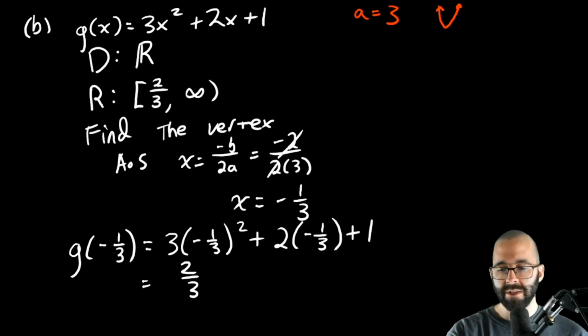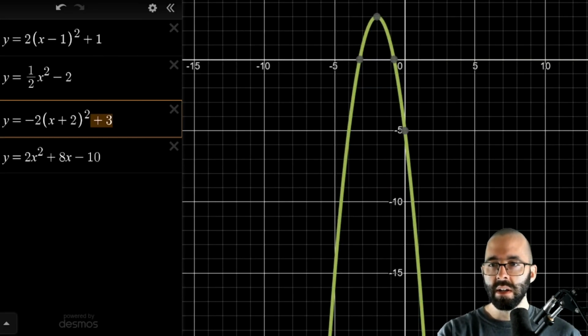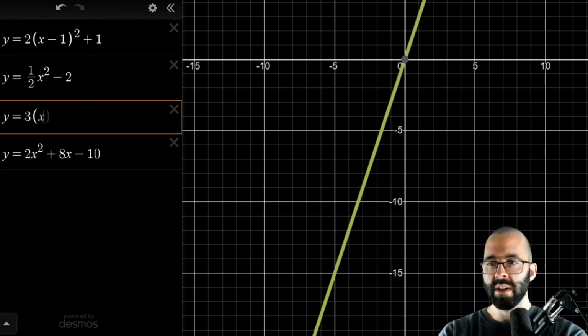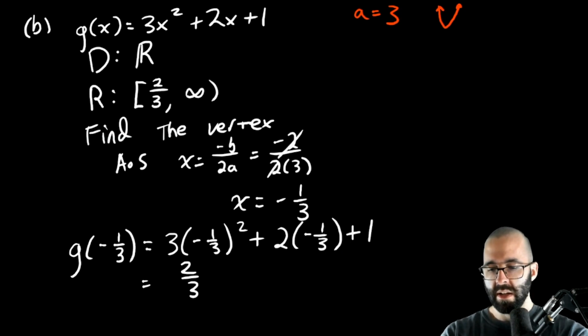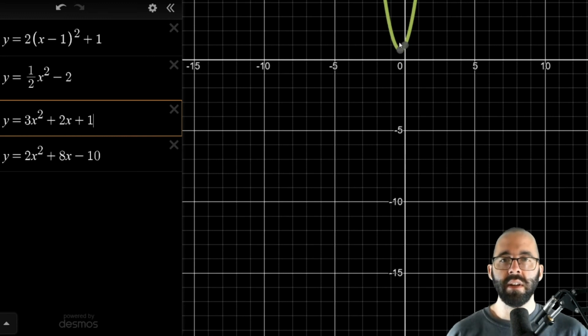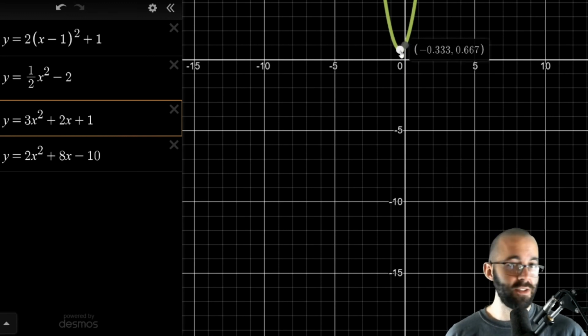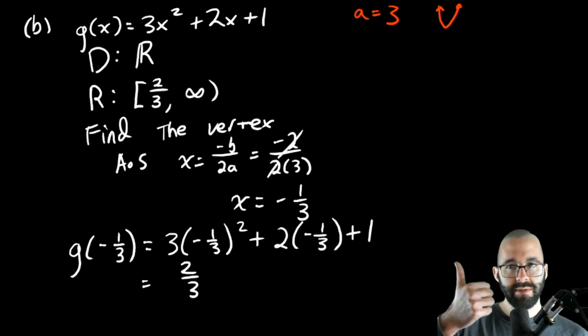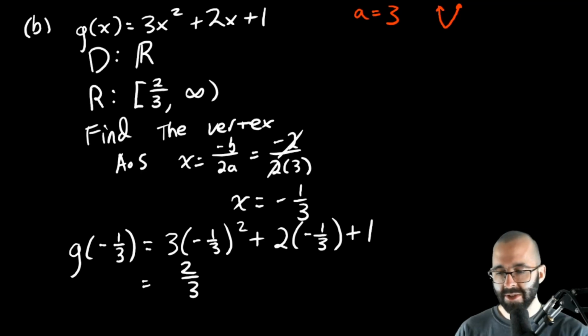Let's check our answer. We graph this. We get 3x squared plus 2x plus 1. The smallest we get is 2/3, and the biggest we get is positive infinity. We did it. That's our domain and range.